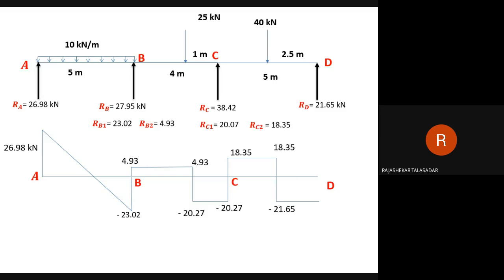Next, at D there is one upward reaction, minus 21.65 plus 21.65, and it goes to 0. Is it clear? Yes, sir. If you combine the spans, this is the procedure, or what I did previously is also fine. This is also fine. You can do either one.